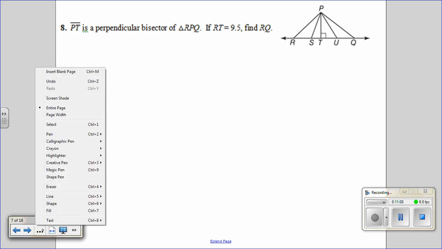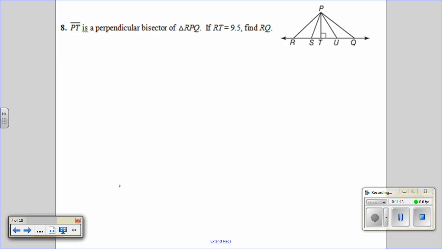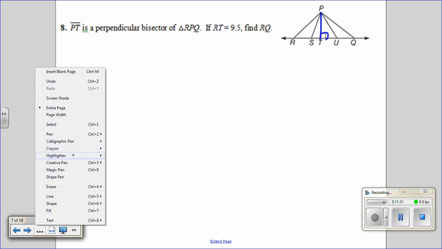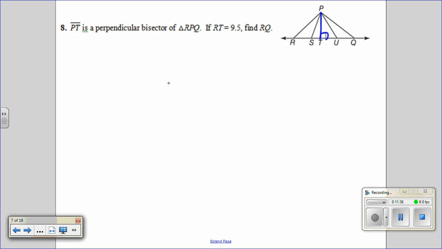And on this one, it says that PT is a perpendicular bisector. We've used PT just a minute ago, but now it's a perpendicular bisector, meaning it comes from the corner, forms a 90-degree angle, but it goes through the midpoint. So that makes T the midpoint of the side of the triangle we're looking at this time. Is triangle RPQ. So the very big triangle here.